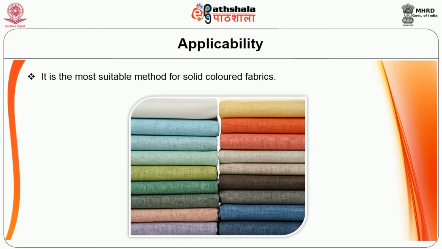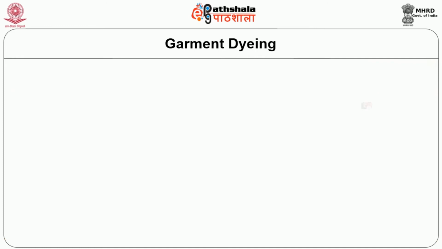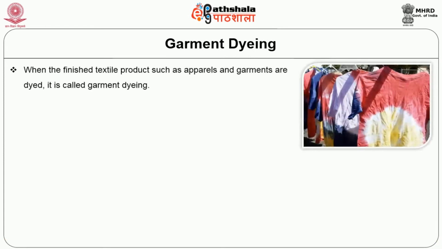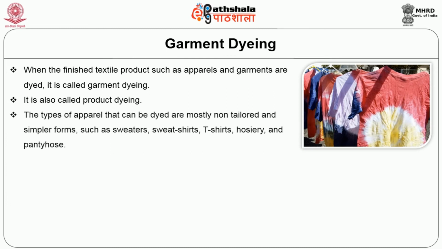Next is garment dyeing. When the finished textile products such as apparels and garments are dyed, it's called garment dyeing. It's also called product dyeing. The types of apparel that can be dyed are mostly non-tailored and simpler forms such as sweaters, sweatshirts, t-shirts, hosiery and pantyhose. The effect on sizing, threads, zippers and snaps must be considered.